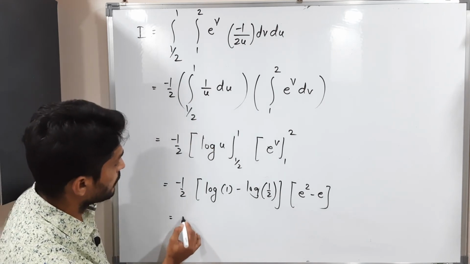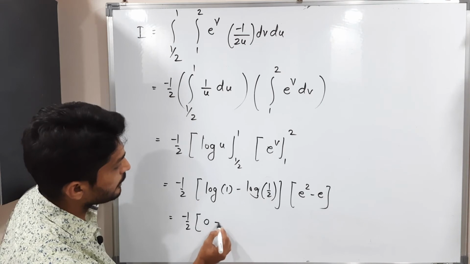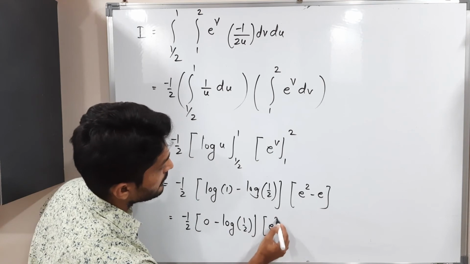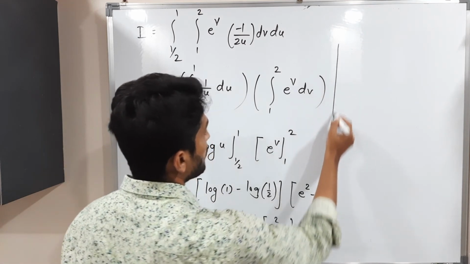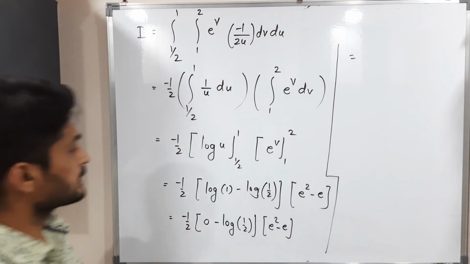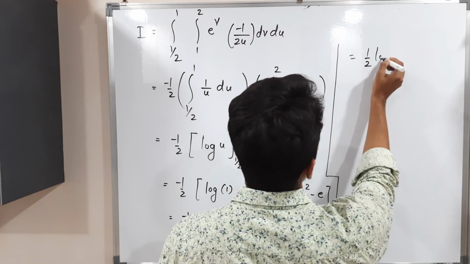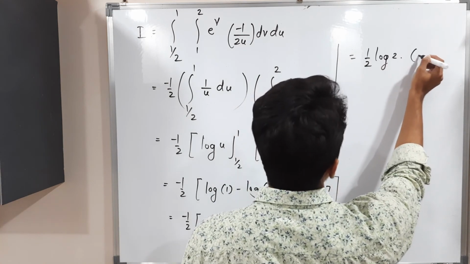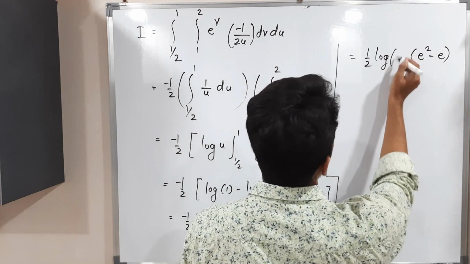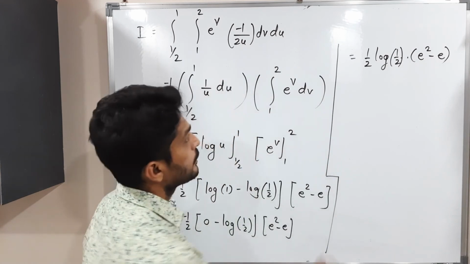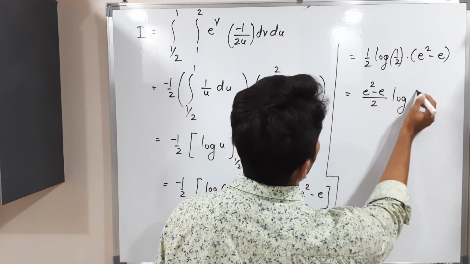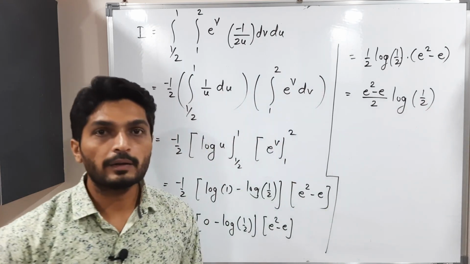So this is equal to minus 1 by 2. Log 1 is 0 minus log 1 by 2, and here e square minus e. This is equal to, see, minus minus plus, 1 by 2 log 2 into e square minus e. So this is, sorry, 1 by 2, and here I am supposed to write 1 by 2. Okay. So this is equal to this: e square minus e, and further 2 and log 1 by 2. So this is the required value of the given integral.